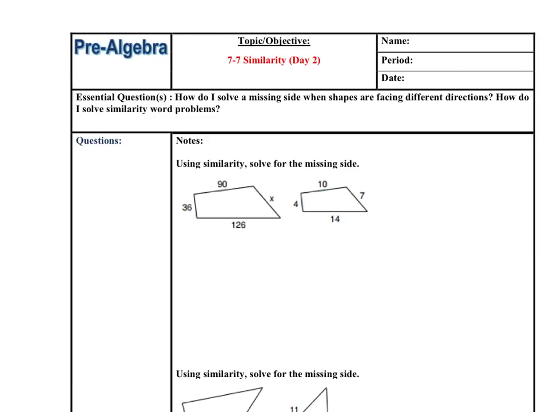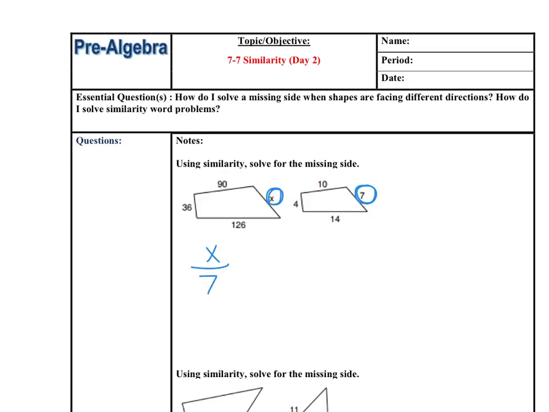Today we are looking at our second day of similarity, solving for missing sides still. Our first example says, using similarity, solve for the missing side. It is talking about the x. So we need to make our fractions, our proportion of matching sides. I'm looking for x, and it's on the shape on the left. The side that would match with x, because these shapes are already facing the same way, would be 7. So I'm going to make my first fraction as x on top of 7.